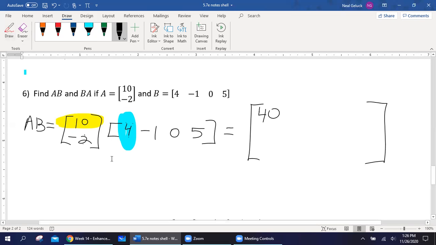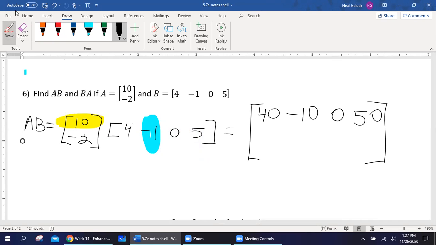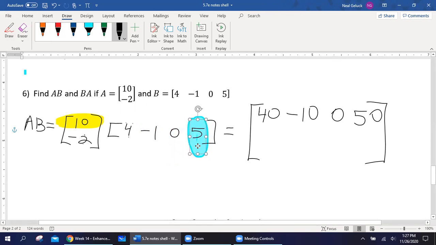I'd hop over to column 2. 10 times -1, -10. 10 times 0, 0. 10 times 5, 50. Those are just going to be the other numbers. Again, that would have ran me through all of the columns. So I would have reset, hop down to row 2, and repeat.